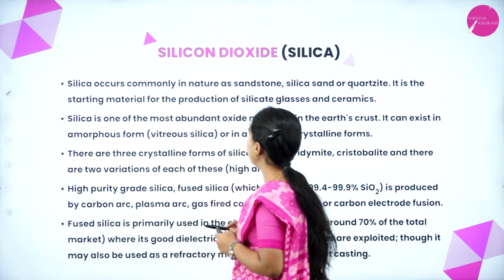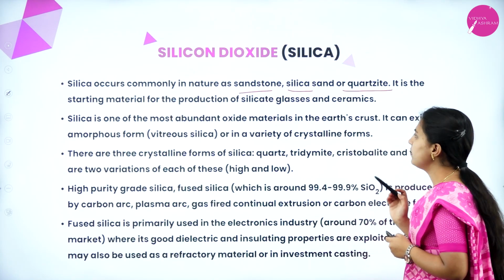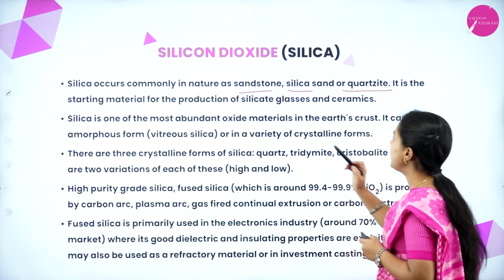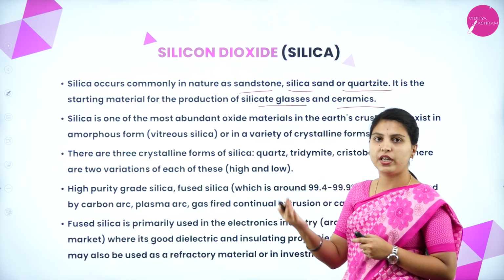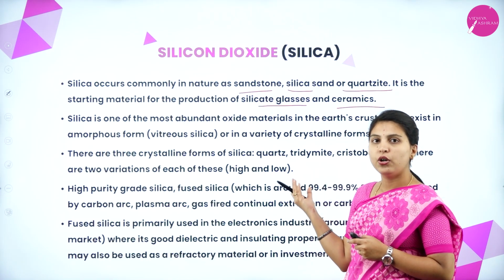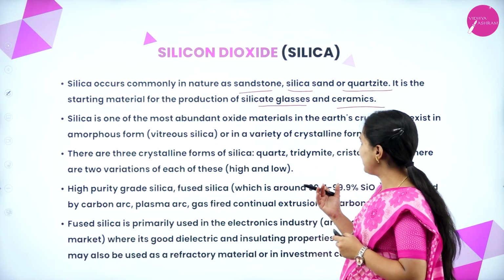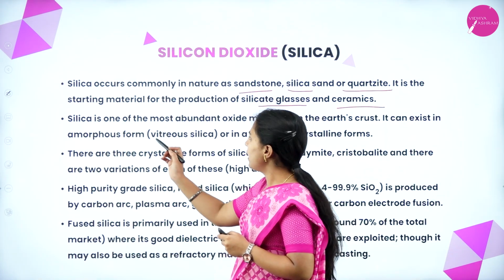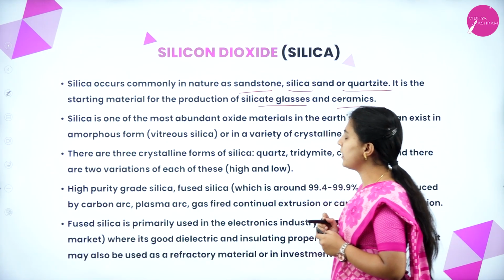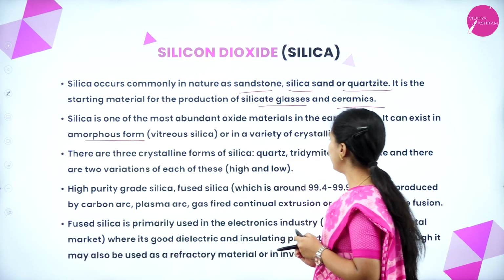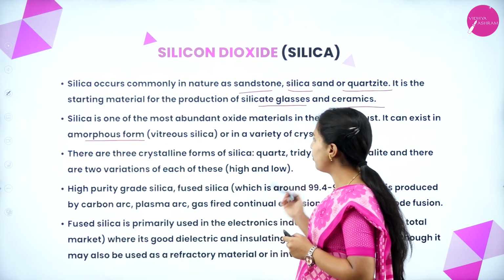Silica occurs commonly in nature as sandstone or quartz. It is the starting material for the production of silicate glasses and ceramics. Ceramics means whatever porcelain you are using, or the white ceramics you have seen in washrooms, that is made from silica. Silica is one of the most abundant oxide materials in the earth's crust. It can exist in the amorphous form or in a variety of crystalline forms.